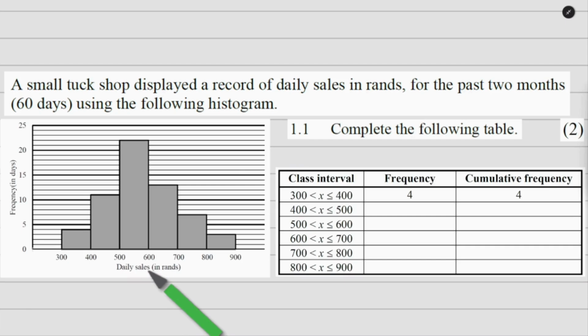Okay, so we've got daily sales of a tuck shop, and it's been given in a histogram, and we need to use that to fill in this table. So firstly, we're going to go to our 400 to 500 range, which is this bar over here, and we read off the y-axis. 1 above 10 will give us 11. So a little 11 will slot in here. And then to get the cumulative frequency, I'm going to take that 4 and add it with the 11, and I get 15 over here.